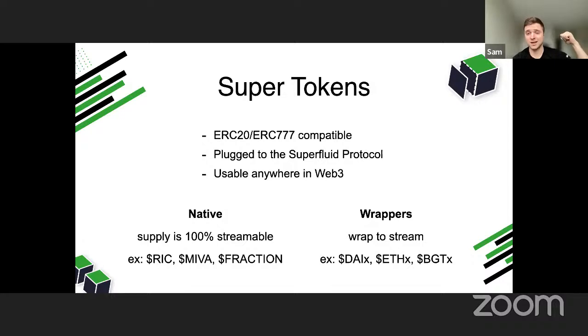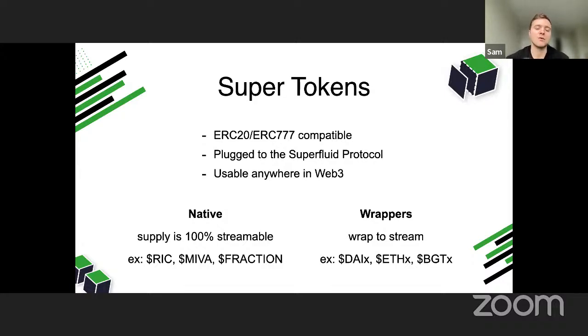Again, it's compatible with all the token functions and methods you're used to, right? These tokens have full compatibility with ERC20 and ERC777, and they have the balanceOf function. They've got the ability to transfer, do approvals, all this kind of stuff. But it's plugged directly into the Superfluid protocol, right? There are two types of super tokens. One type is just deployed as is as a super token out of the gate, right? So there are some projects in our community like Ricochet, Miva, and Fraction that have deployed their tokens as native super tokens.